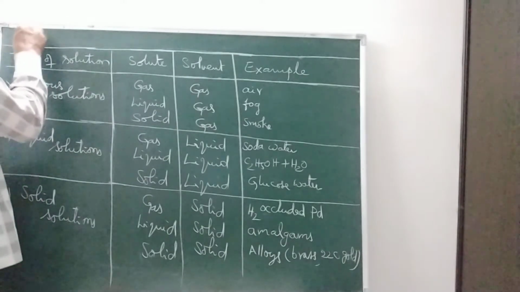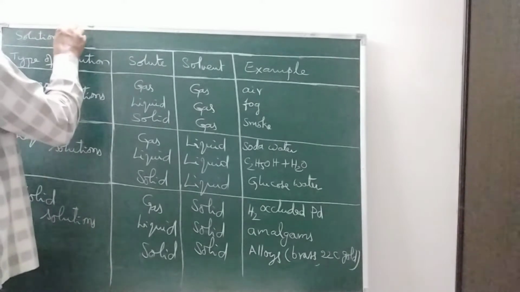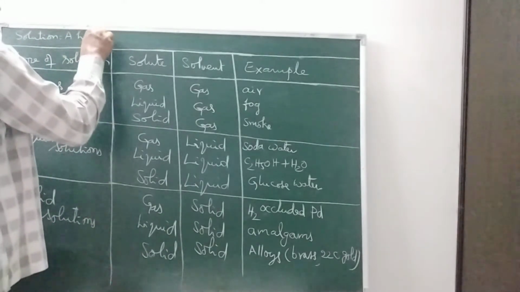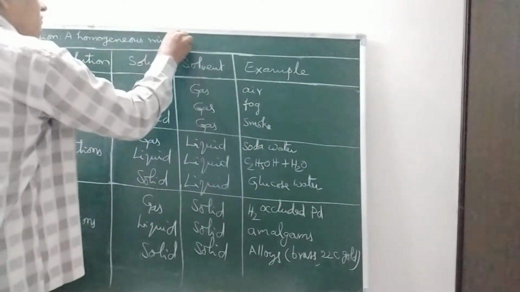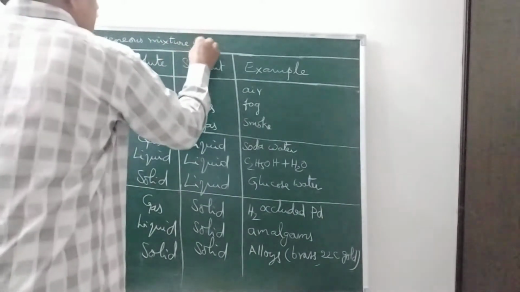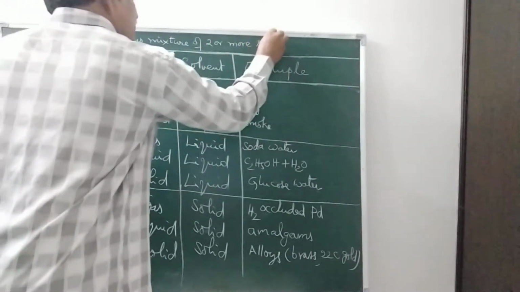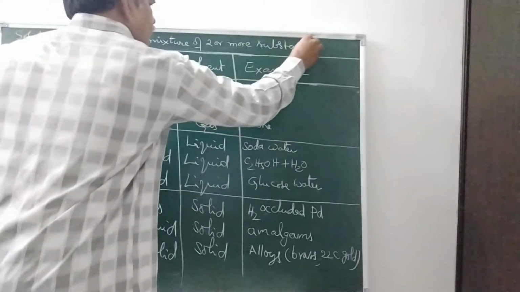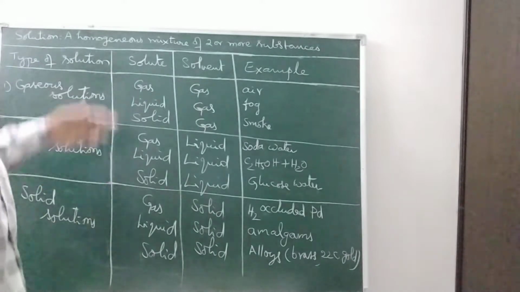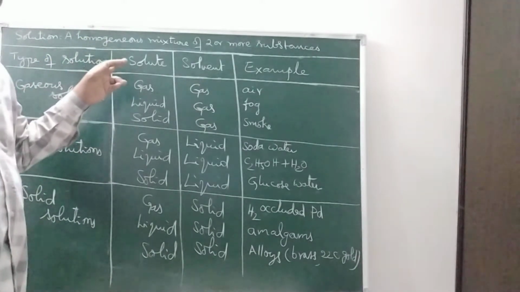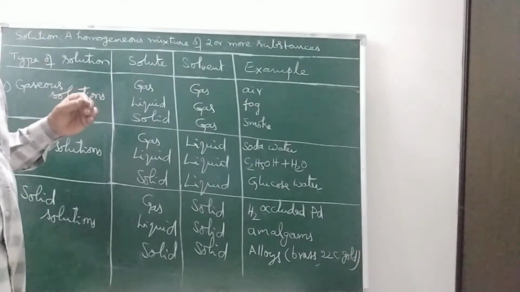So, a solution is a homogeneous mixture of two or more substances. So this is the definition of a solution. Okay. So what is a homogeneous mixture?